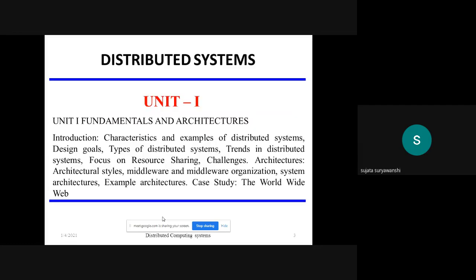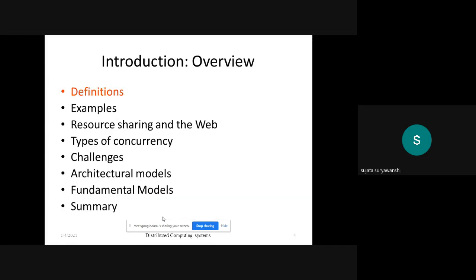These are the contents we have already discussed. Now, these are the different contents I'm going to cover. This first one is the definition. What is meant by the distributed system?